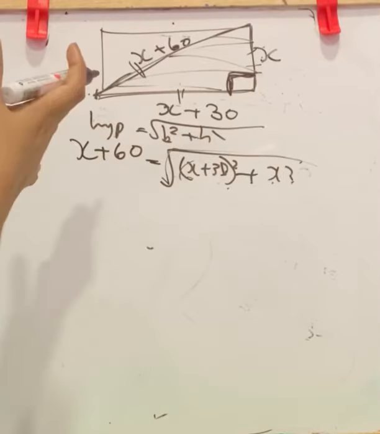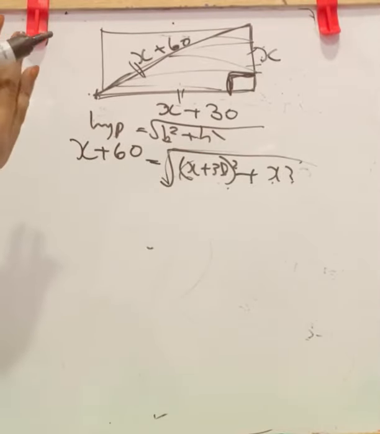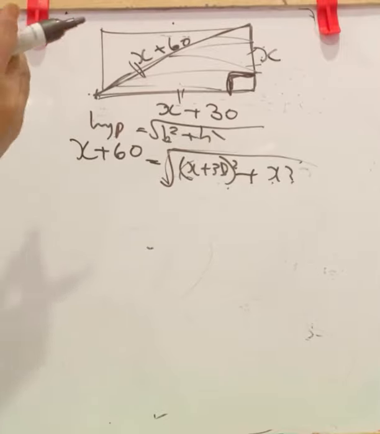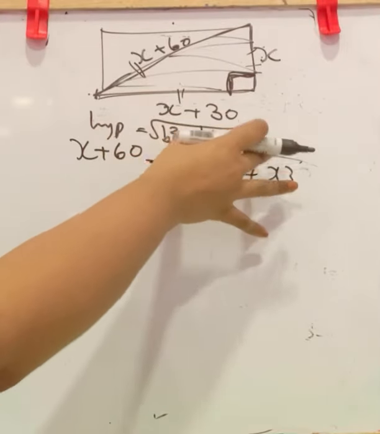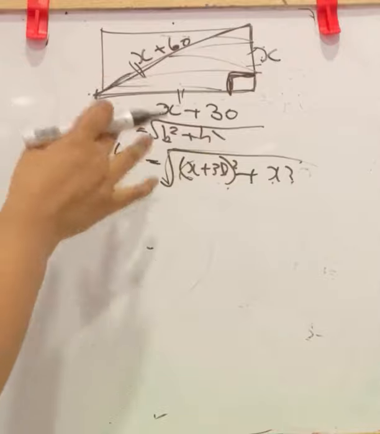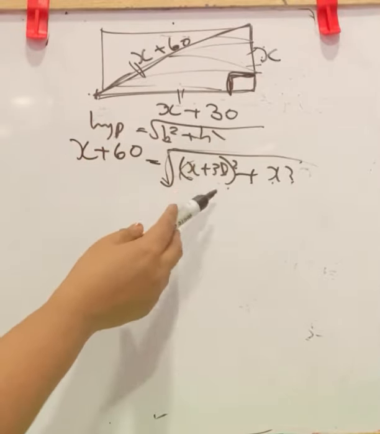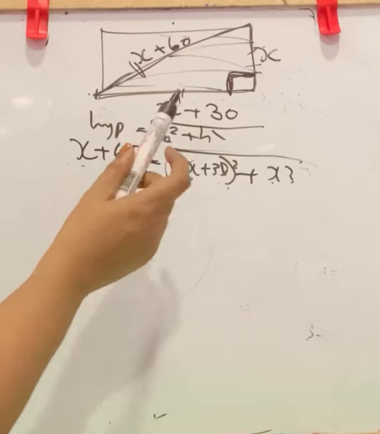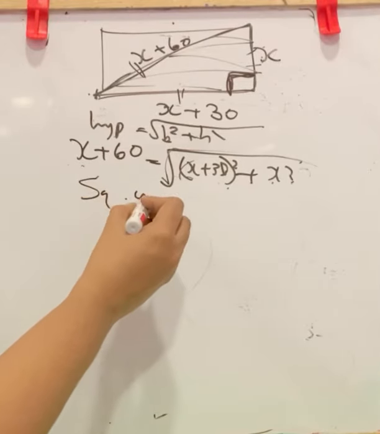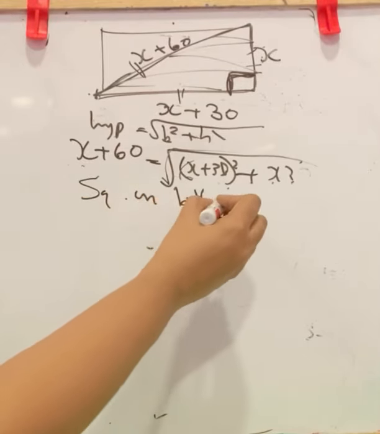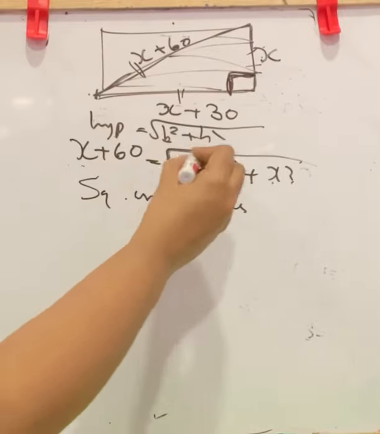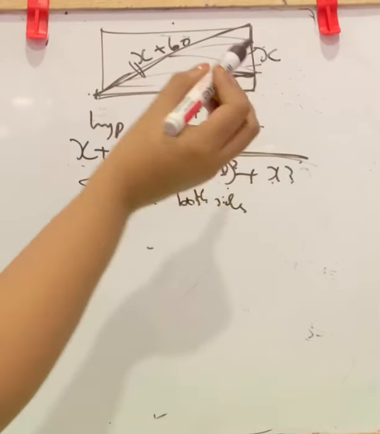So to cancel a root, remember, if you want to cancel a root, you have to square it. While you are squaring one part of the equal sign, you have to square the other part also. So here we are squaring on the RHS, we have to square it on the LHS also. So squaring on both sides. Why are we squaring? Because we want to cancel the square root. For that we are squaring.